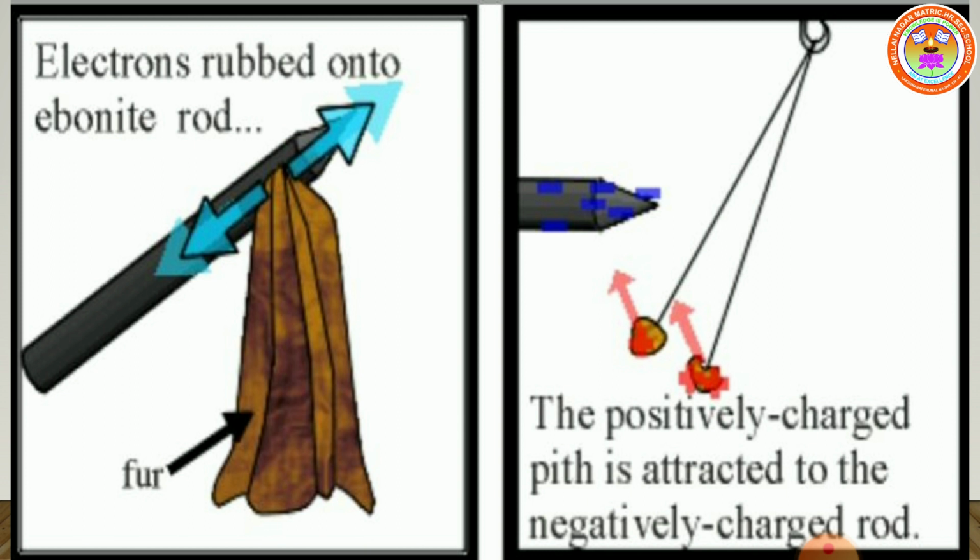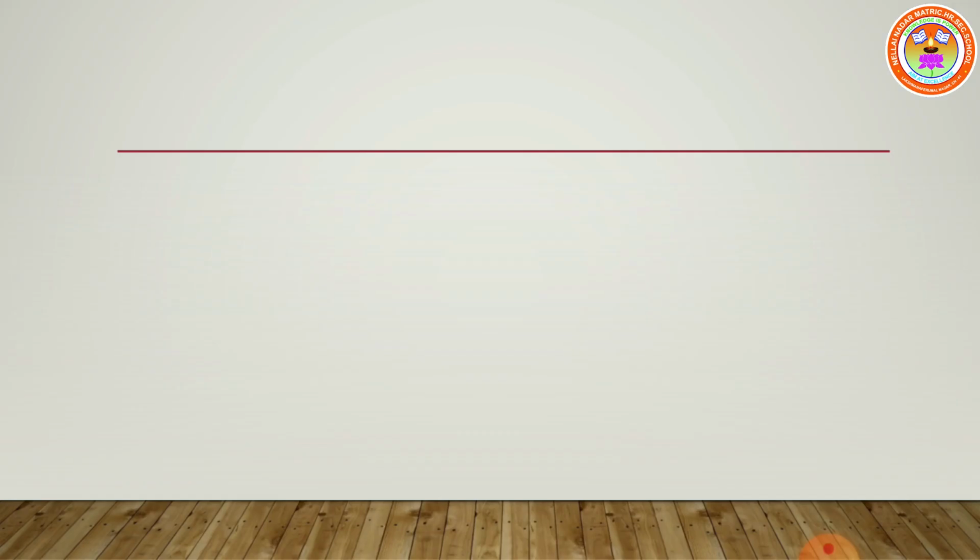The fur transfers electrons to the ebonite rod because the electrons in the outermost orbit of the atoms in fur are loosely bound as compared to the ebonite rod. The ebonite rod, which has excess electrons, becomes negatively charged, and the fur, which has a deficiency of electrons, is positively charged.